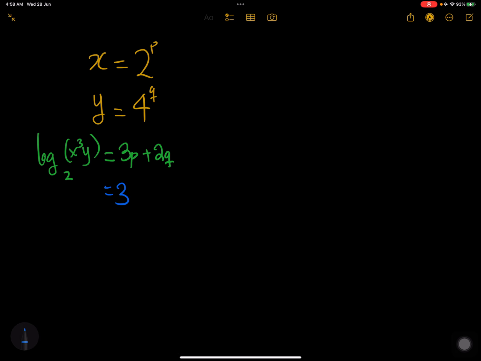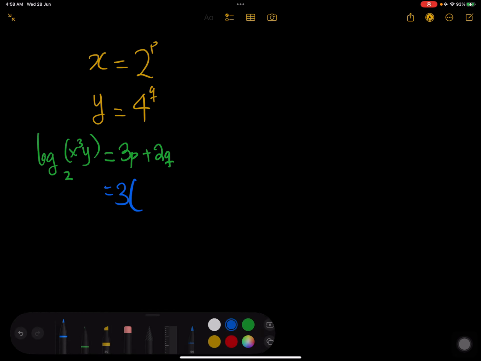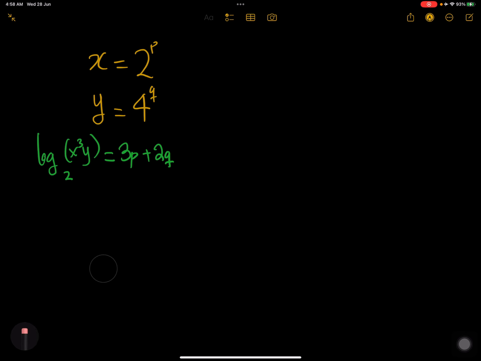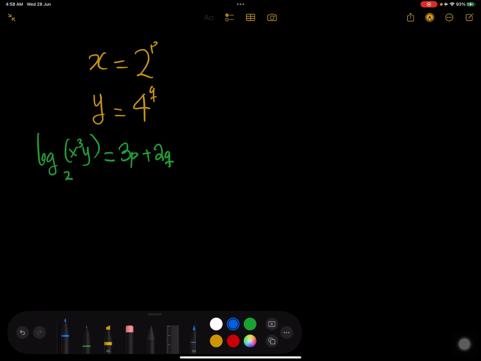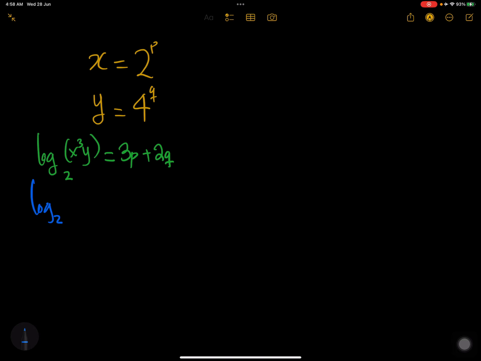Now we have 3 and our p there is what? Well, we don't know what our p is, but we know what x is. So let's start from the left hand side. We've been given what x and y is, so we can work from there. So it's going to be log to the base 2, and then this x here is 2 to the power of p, and that x is to the power of 3. And then the y there is 4 to the power of q.